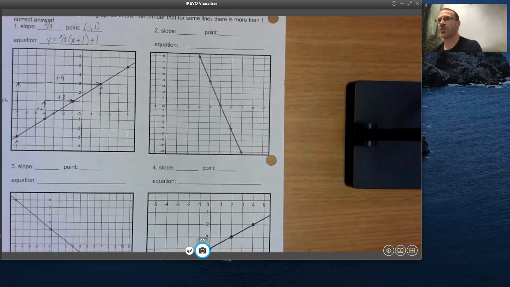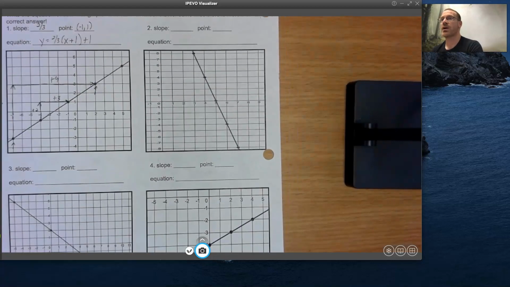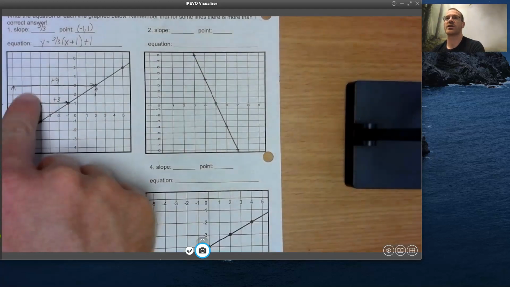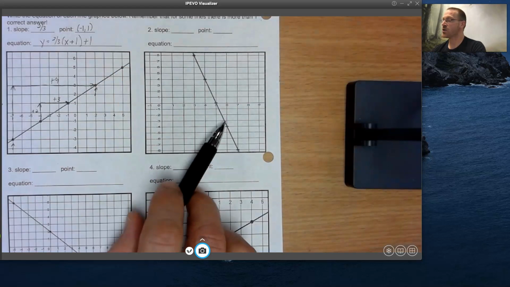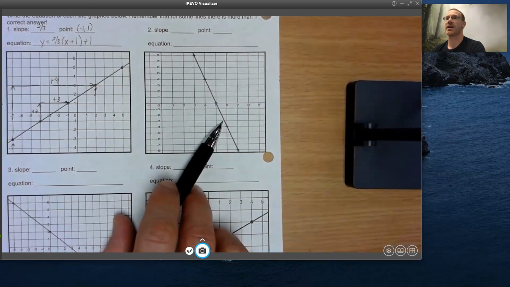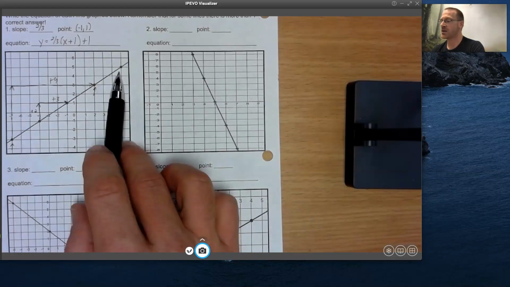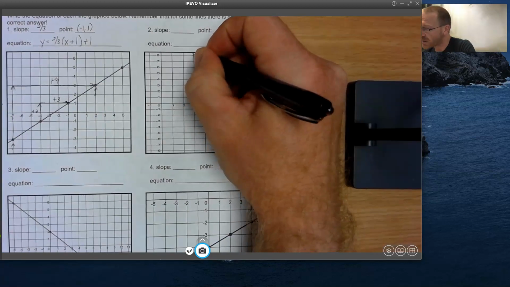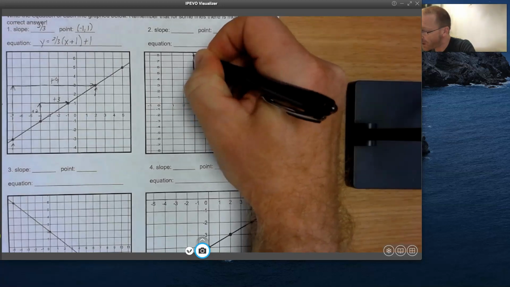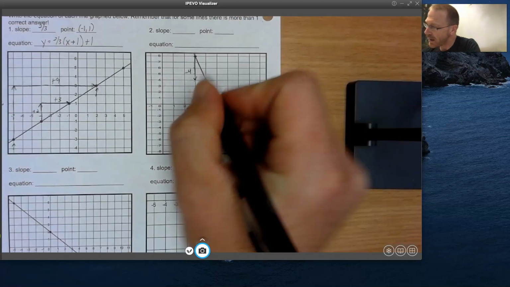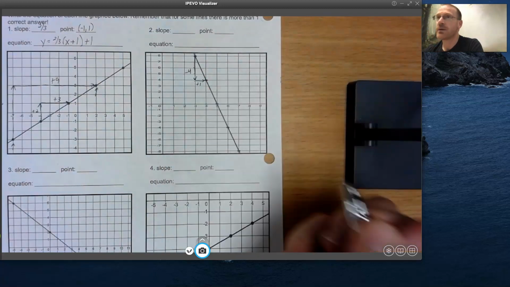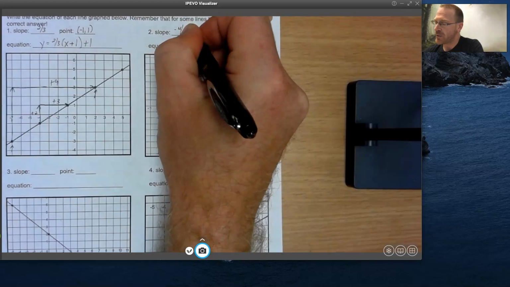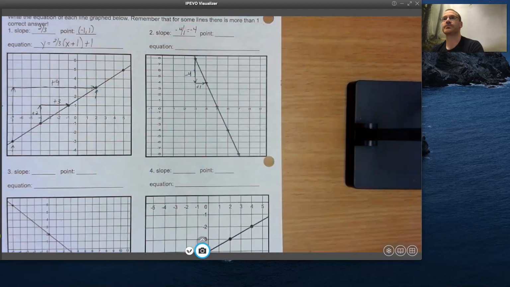When I look at problem 2, once again, let's start with the slope. The first thing I notice is that this line is going downhill versus this line going uphill. So I should know right away that my slope here will be negative. Okay, so use positive slope, negative slope to help you. I'm going to just use these first 2 points to find my slope. So down 1, 2, 3, 4, and over 1. So my slope is -4 over 1, and if you want to just write that as -4, you can.